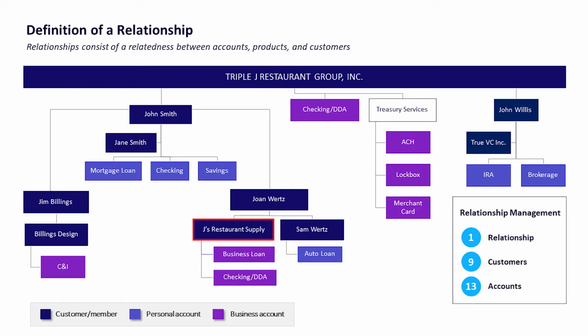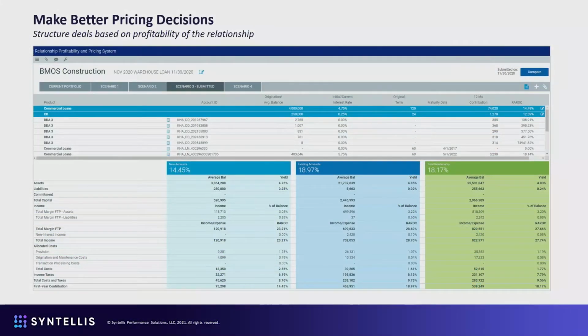Taking it even a step further, we also see a venture capital firm owned by John Willis, who has invested capital into the restaurant group. And he has two wealth management accounts across the organization. So all in all, what we end up with is a much larger sphere of influence that goes beyond a single customer, or even intuitively what you might think of as a standard relationship.